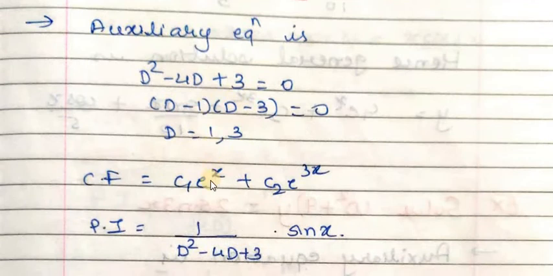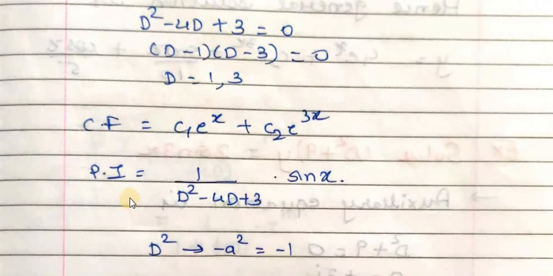So CF will be e raised to 1x and e raised to 3x, and then we have to write down its linear combination. So final CF will be C1 e raised to 1x plus C2 e raised to 3x. Now we will find out PI. The formula of PI is 1 over f(D) times X. Here f(D) is D square minus 4D plus 3, and X is sine 1x. Okay, so the value of a is 1.